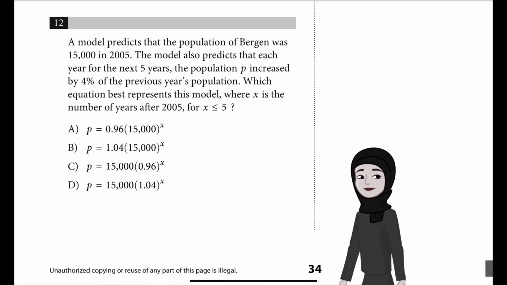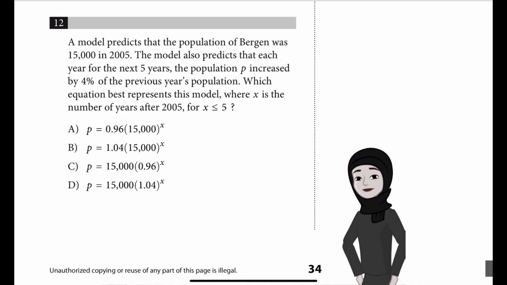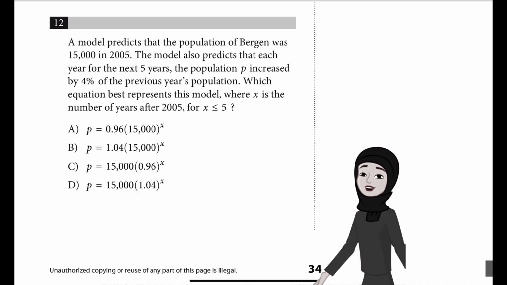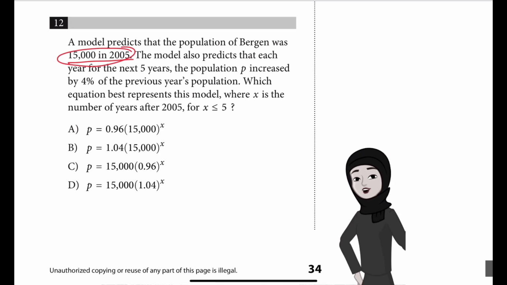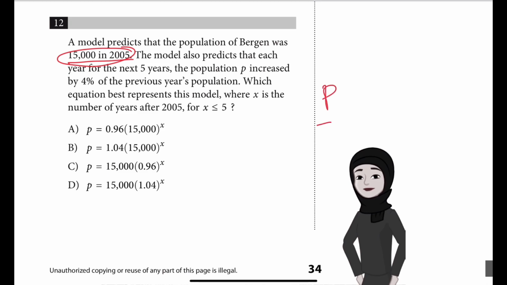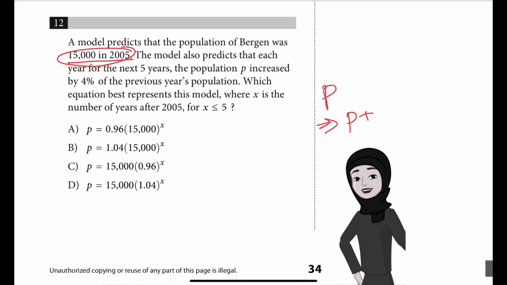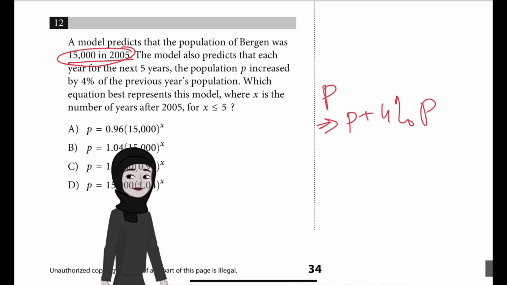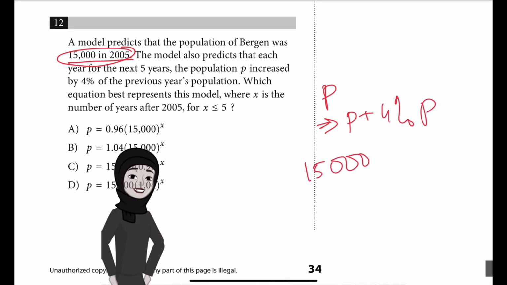Number 12, it is given that the model predicts the population of Bergen in 2005 was 15,000. And then the model also predicts that each year for the next 5 years, the population increases by 4% of the previous year. So if this year the population is P, the next year it will be P plus 4% of P. In this case, 15,000 plus 4% of 15,000.